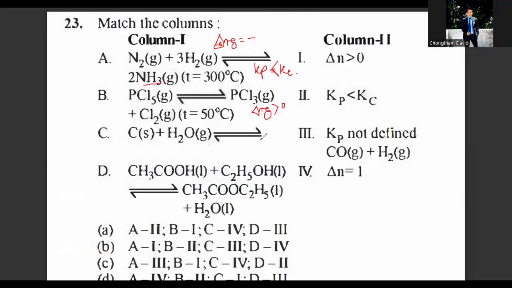And in the third condition, delta n will be 1. And for this esterification, it does not contain any gas, so we are not going to count for this. Let us simplify this again: A would be 2, B would be 1, C 4, D 3. So A2, B1, C4, D3, A would be the answer for question 23. Hope it is clear. Let's read question number 24.